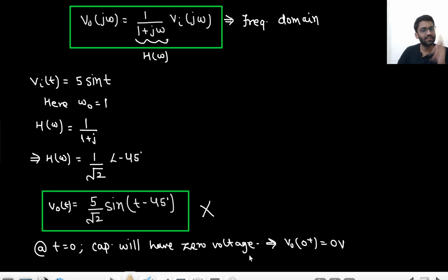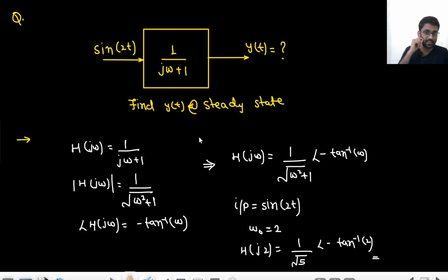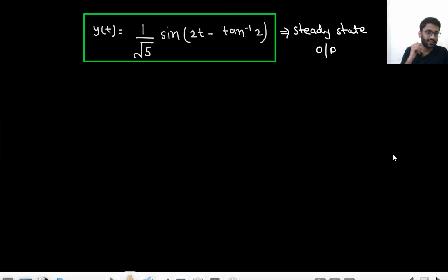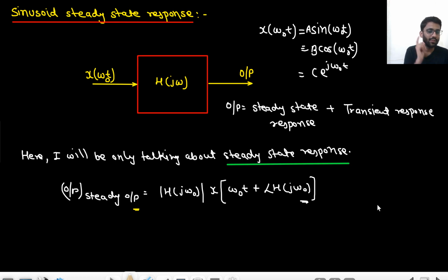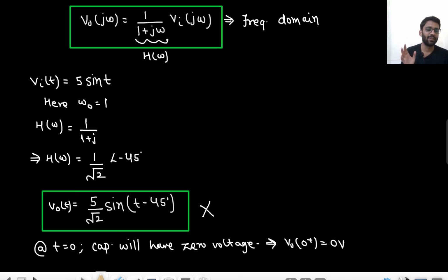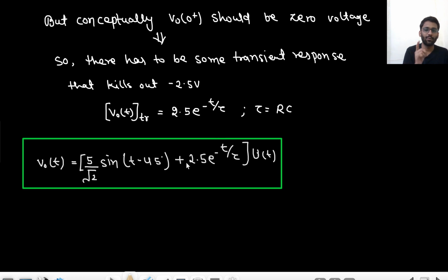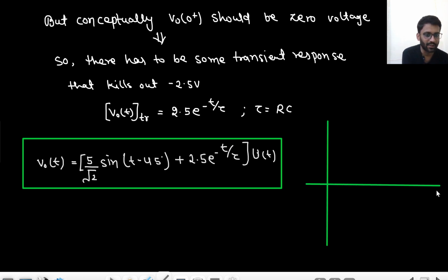So this is not the final response, this is just the steady state response. That's why I was again and again focusing on this point, steady state output. This only gives me the steady state response, not the complete response. So there has to be some transient available. When I calculated it, I got to know that because of the steady state, I am getting minus 2.5. So there has to be some transient that kills out this minus 2.5, and that would be minus 2.5 e to the power minus t upon tau, because eventually you want your transient to die out. So basically what is happening here is that there are two responses involved.